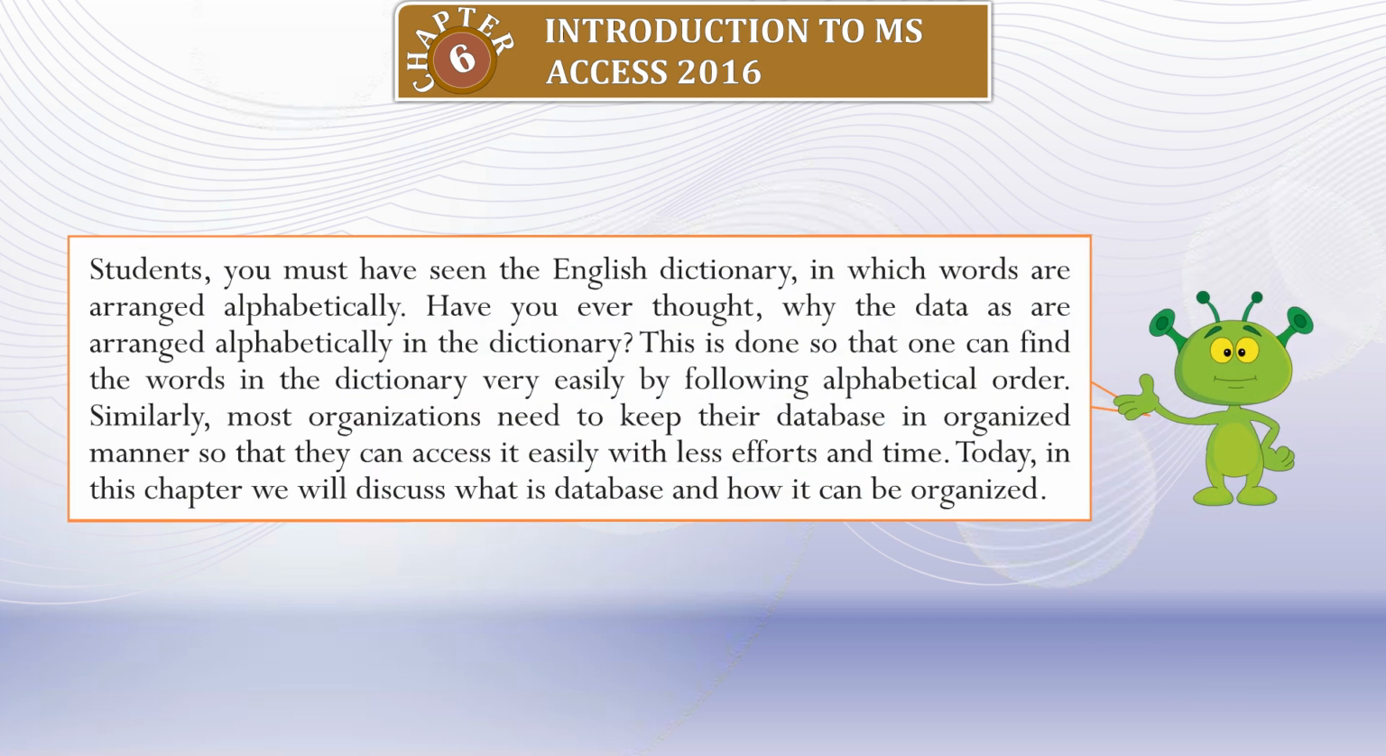Students, you must have seen the English dictionary in which words are arranged alphabetically. Have you ever thought why the words are arranged alphabetically in the dictionary? This is done so that one can find the words very easily by following alphabetical order. Similarly, most organizations need to keep their data organized so that they can access it easily with less effort and time. Today in this chapter, we will discuss what a database is and how it can be organized.